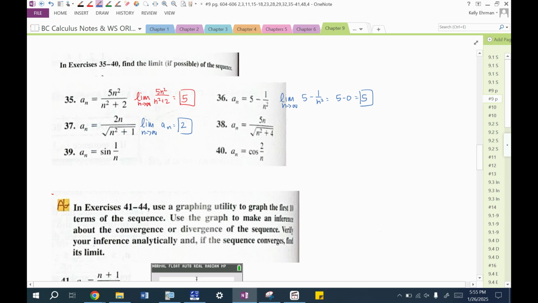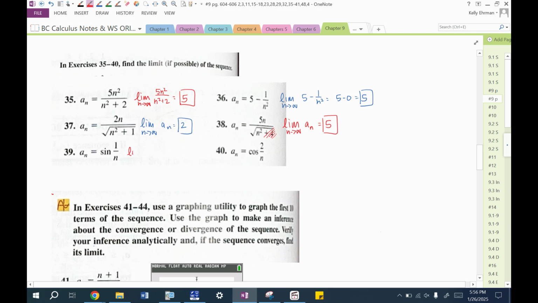Same thing for this one. The limit as n approaches infinity of a sub n, the plus 4 doesn't matter as you start heading toward infinity. So 5n over n is what this would simplify to. So that's 5.